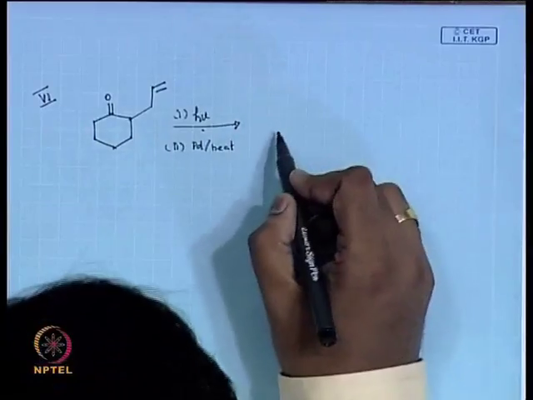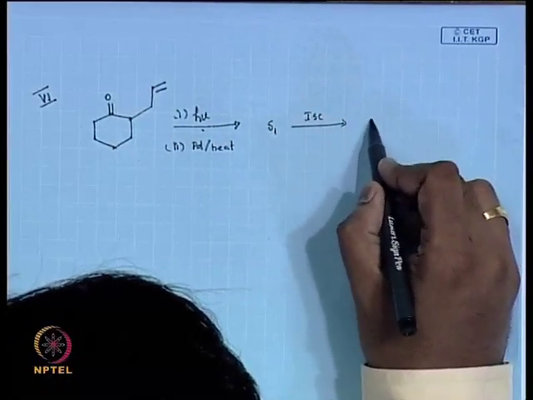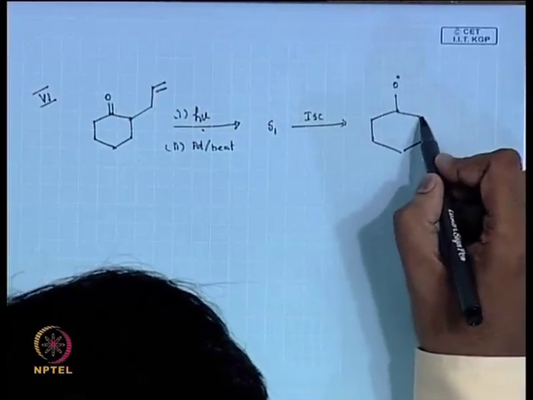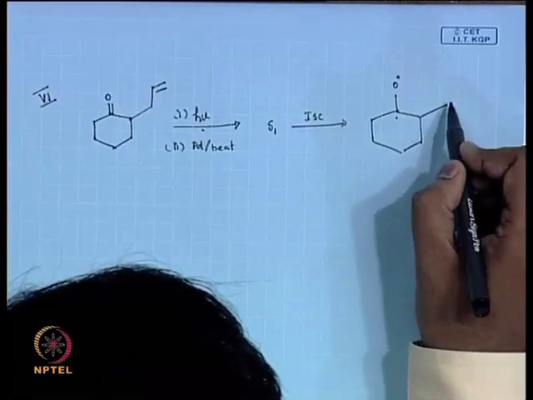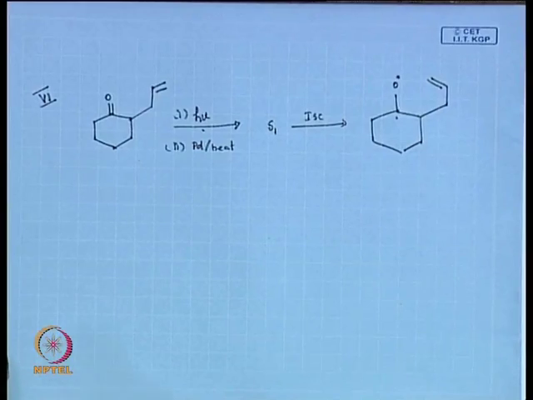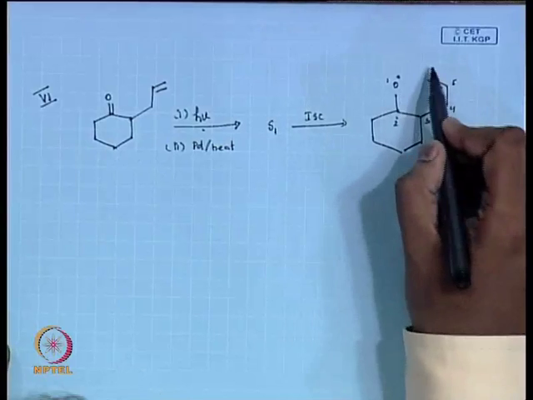First you do your normal Paterno-Buchi, then think about what you are getting. So, if you do Paterno-Buchi, what are you going to end up with? If you photolyze, yes, I am doing all these things again for you. I get my O dot. I get a system like this, okay. You call the carbons 1, 2, 3, 4, 5 and 6.